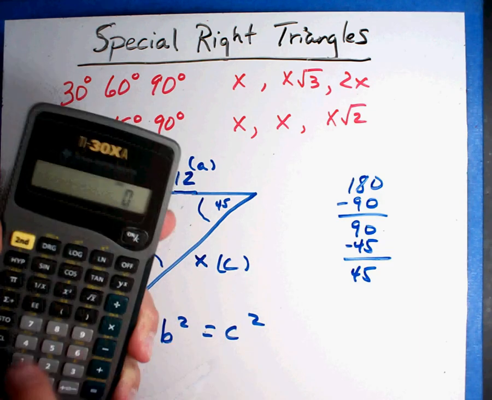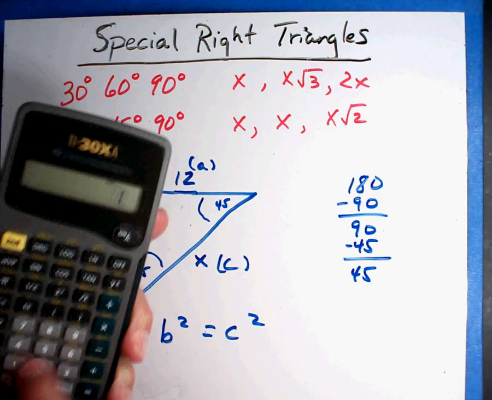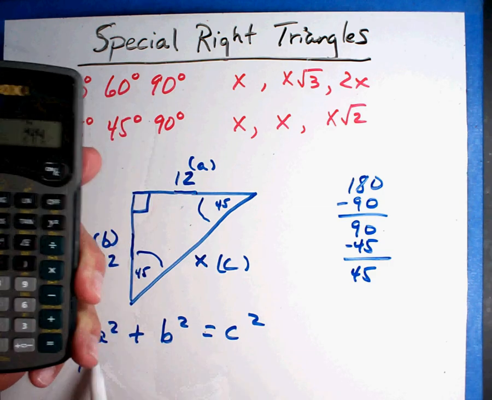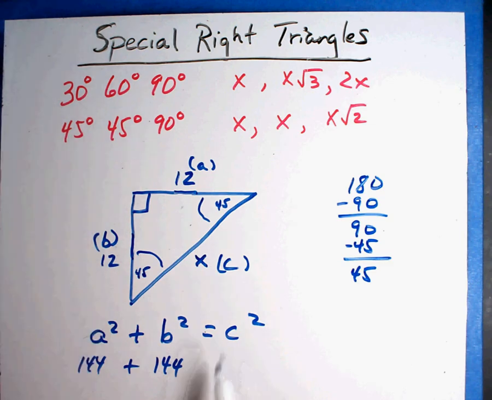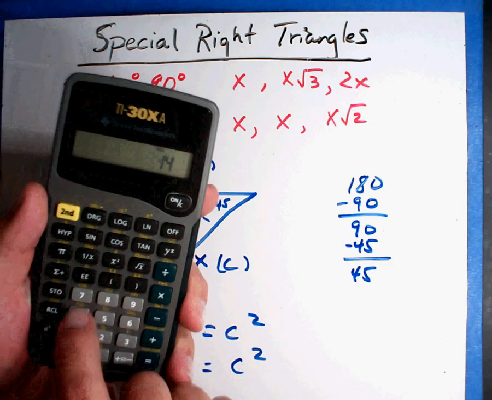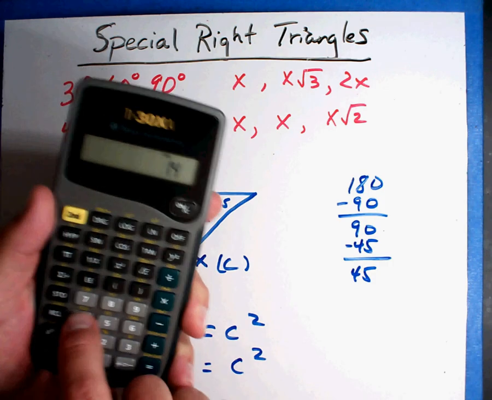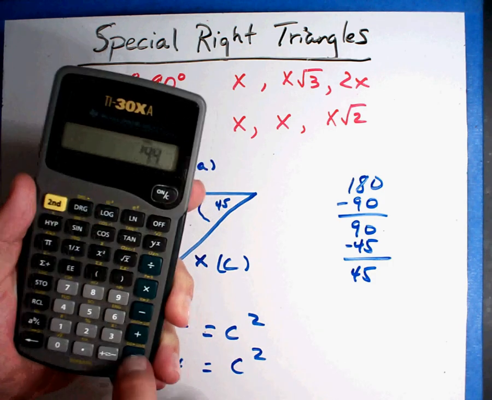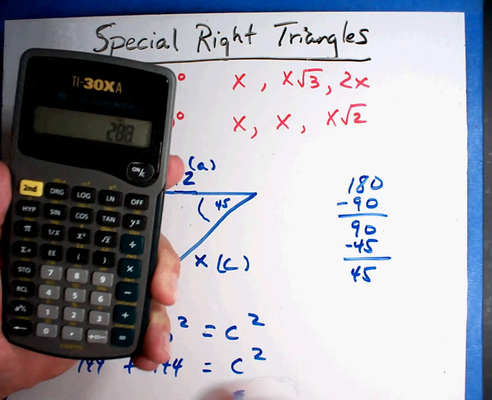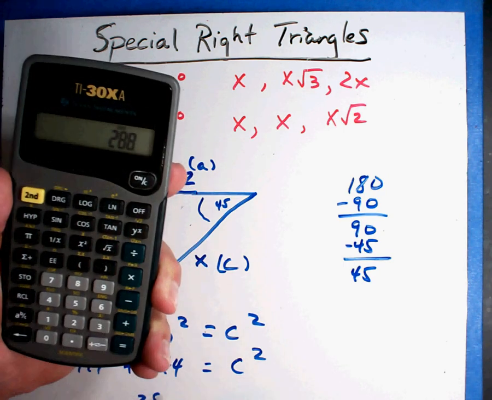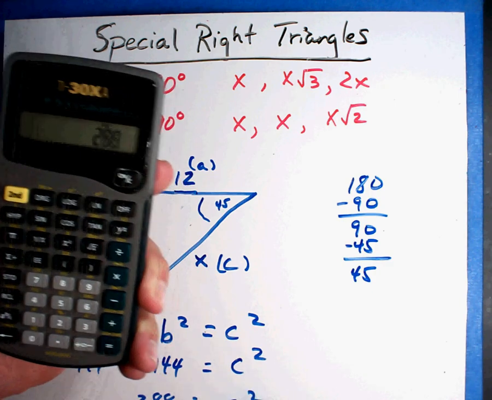Now, let's see if I can get my calculator to work right. 12 times 12 equals 144. And that's going to be the same for both of them, equals c squared. So 144 plus 144 equals 288. 288 equals c squared.